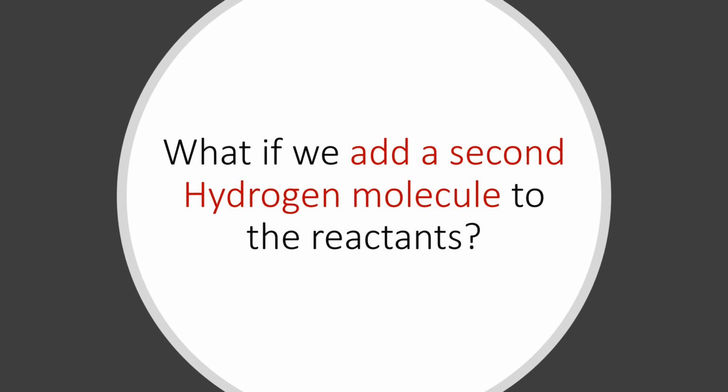So how do we balance an equation? Well, I always kind of think of it as a tick-tock method, that you do something on one side, see what effect it has on the other, see what effect that change had on the original side. So kind of back and forth, tick-tock, from one side to the other. So let's say we add a second hydrogen molecule to the reactants, all right?